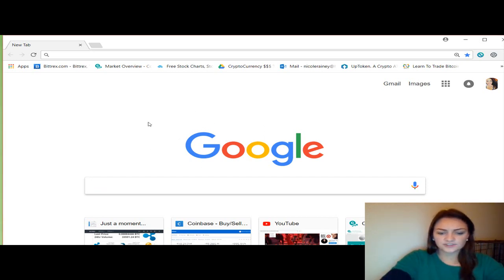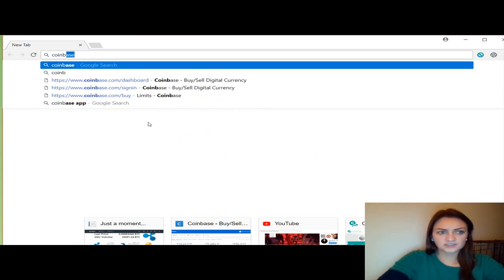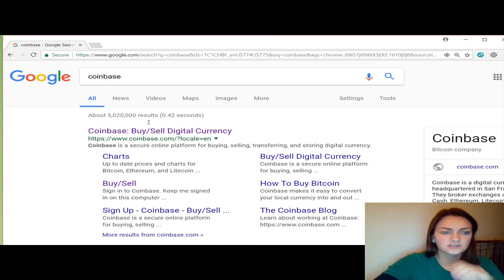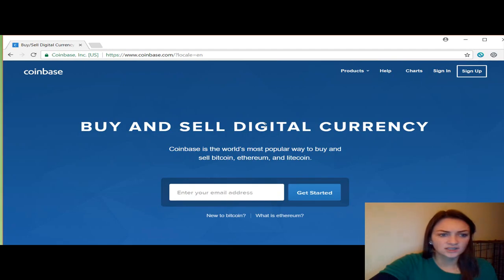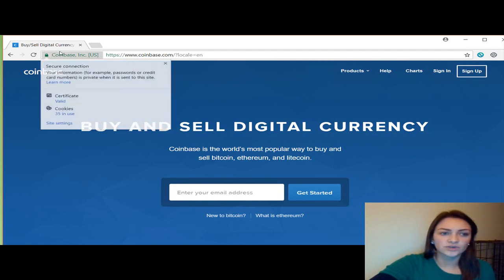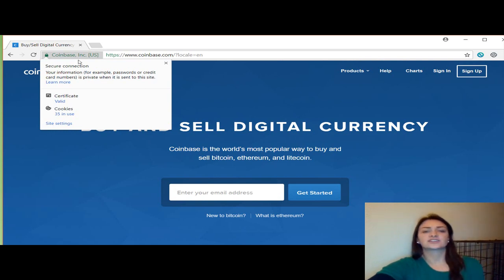I'm going to first search for Coinbase on my search engine. I'm using Google Chrome. You can use any browser of your choice. And you should see this site right here. I'm going to first mention that in the top left, you see this lock, and it's in green. I click on it and I'm confirming that my connection is secure.